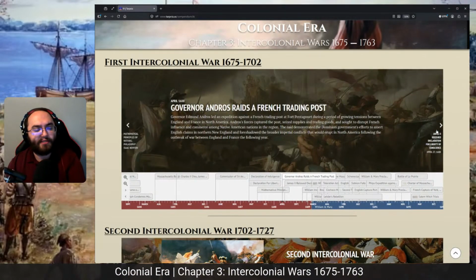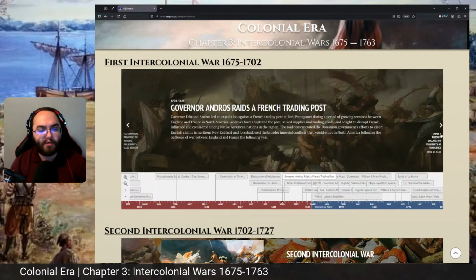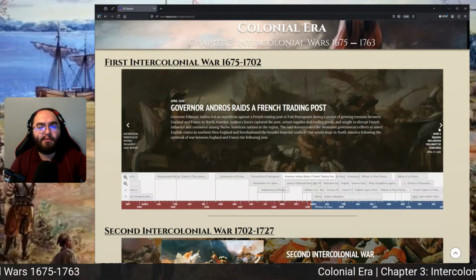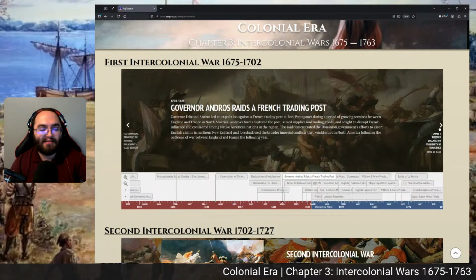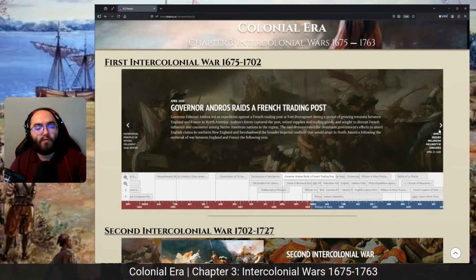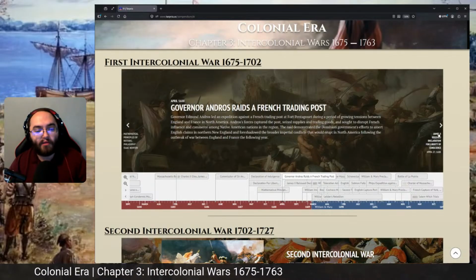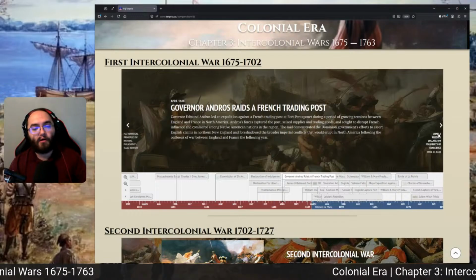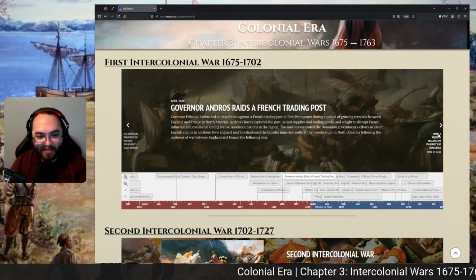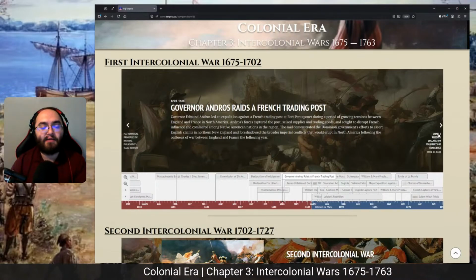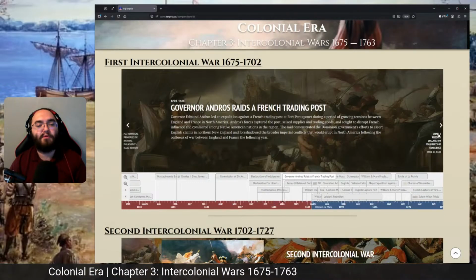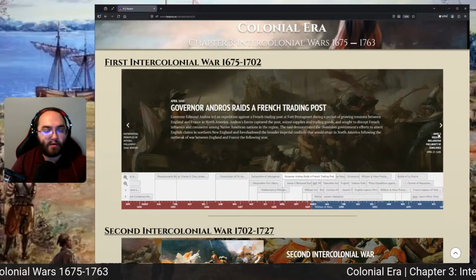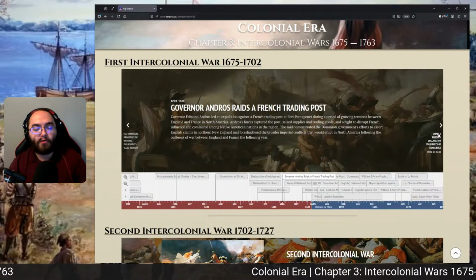Governor Andros, he is the governor of the Dominion of New England. He will raid a French trading post, and this is one of the inciting incidents for what would become King William's War. It doesn't start right now, obviously, because William isn't king yet. Right now it's James II, but the Glorious Revolution will happen, replace James II with King William and his wife Mary. So it's William and Mary, co-monarchs.